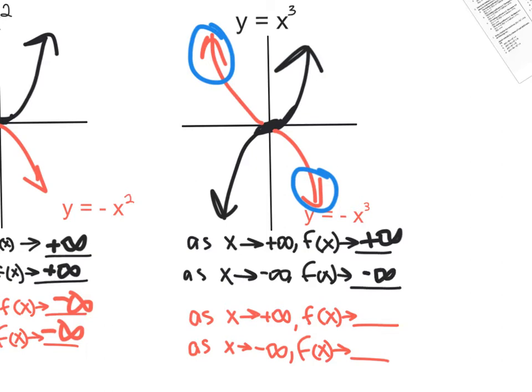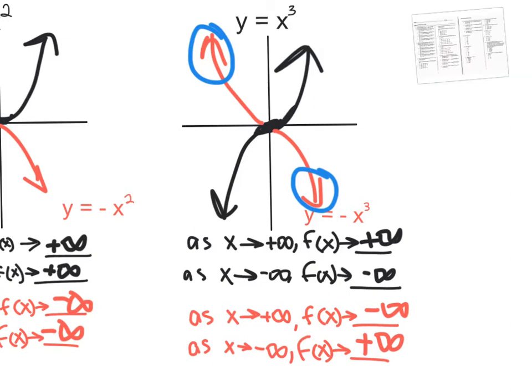If you look at the red one, as you go to positive infinity, that's saying as you go to the right, your y values are going down to negative infinity forever. And as you go to negative infinity, that means to the left, your y values are going to positive infinity. So that was just a little exercise to get you more comfortable with the end behavior notation.